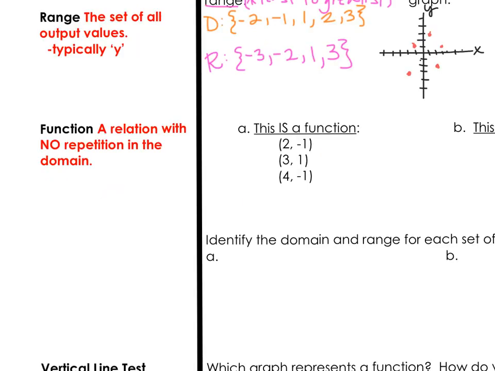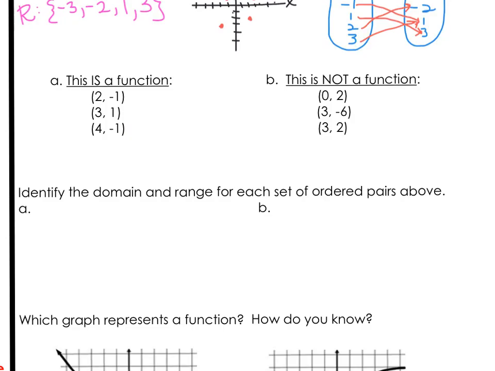To be a little bit more specific with a relation, making it a function: a function is defined as a relation with no repetition in the domain. That's going to be a key criteria to justify your reasoning. Let's take a look at the two sets of ordered pairs on the right to define why one set is and one set is not a function.